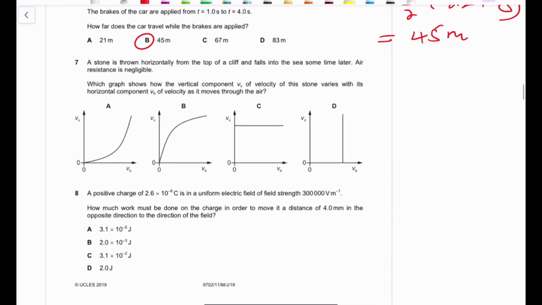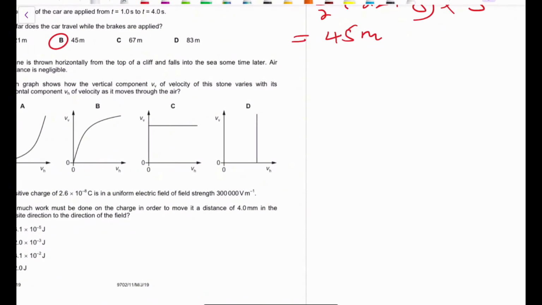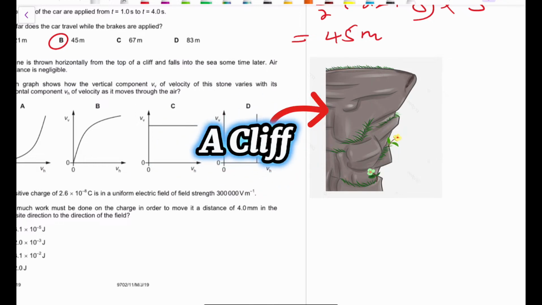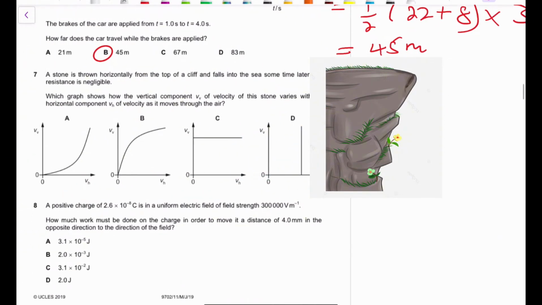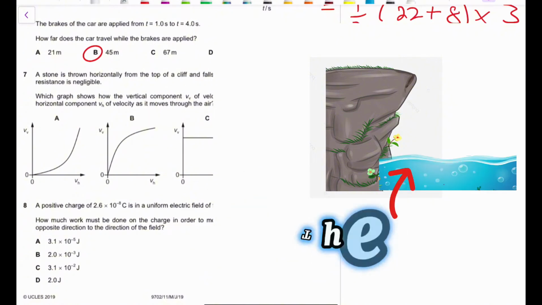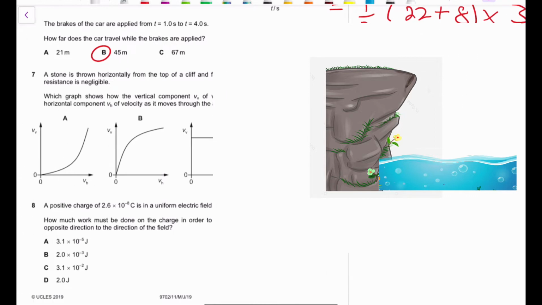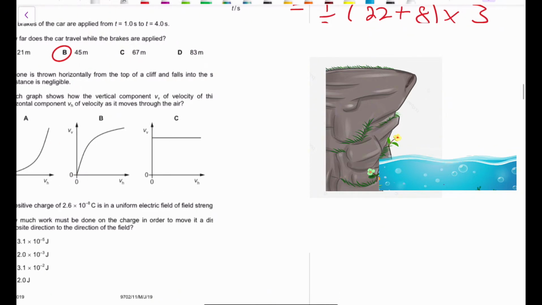Move on to question 7. We're given a stone that is thrown horizontally from the top of a cliff. So let's draw this. We have a cliff over here, right? And we're throwing a stone from over here. So we have our stone, which we're throwing off this cliff, and it's supposed to fall into the sea sometime later. Which graph shows how the vertical component VV of the stone velocity varies with its horizontal component VH as it moves through the air?